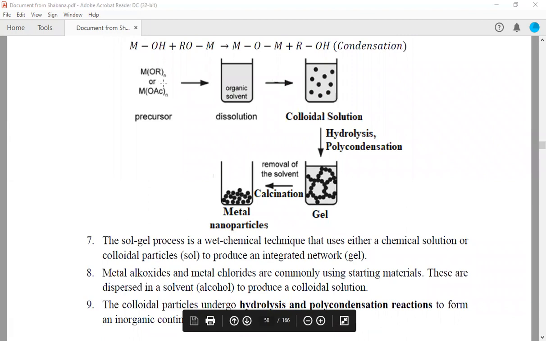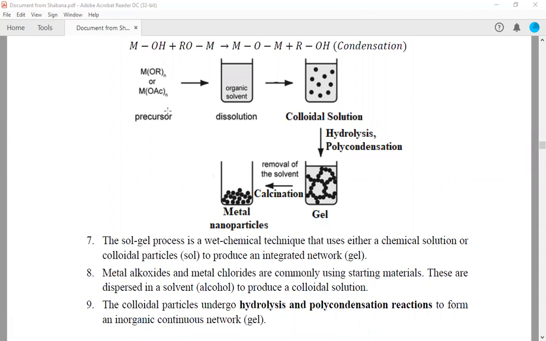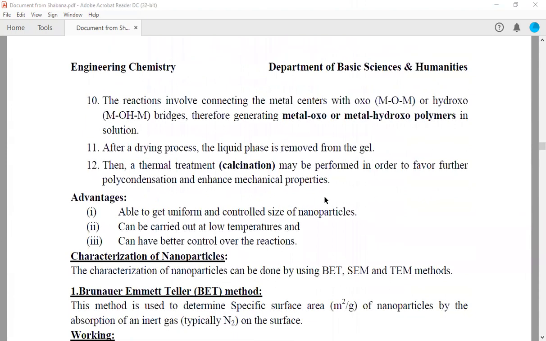These metal alkoxides, metal oxides and metal chlorides are commonly used as starting materials. They are dispersed in a solvent such as alcohol to produce a colloidal solution. The colloidal solution undergoes hydrolysis and polycondensation reactions to form an inorganic continuous network-like structure. The reaction involves connecting the metal centers with M-O-M or hydroxy bridges, thereby generating a metal oxide and metal hydroxide polymer in solution.